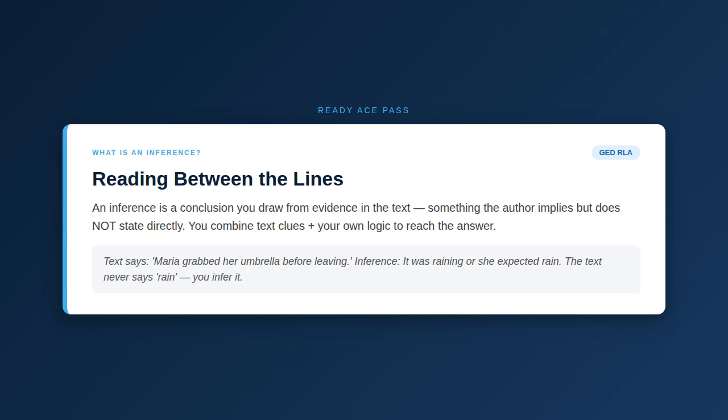Text says, Maria grabbed her umbrella before leaving. Inference: it was raining or she expected rain. The text never says rain, you infer it.